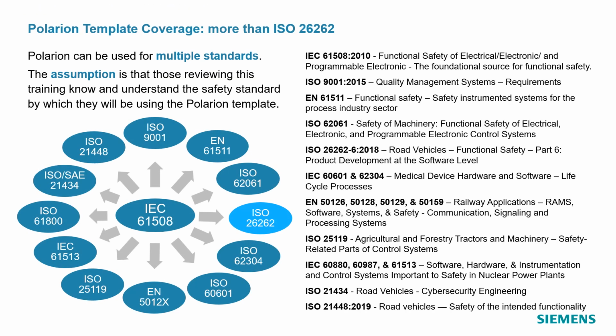The Polarion X template can cover more than just ISO 26262. Since ISO 26262 is based off of the IEC 61508, there are multiple standards based off of the IEC 61508. Therefore, their construction and the work products are often similar, maybe a few different names, but the template can support multiple different areas. If you have any questions or doubt, please contact your Polarion representative.